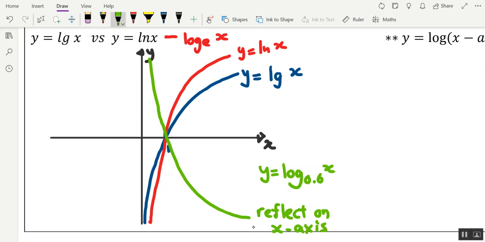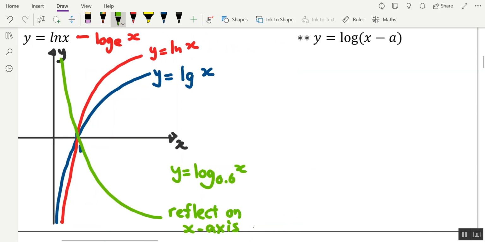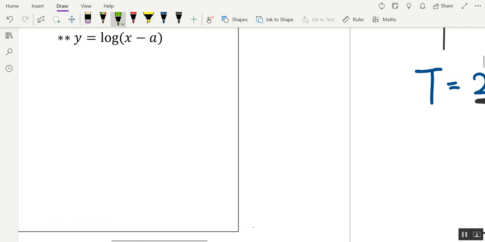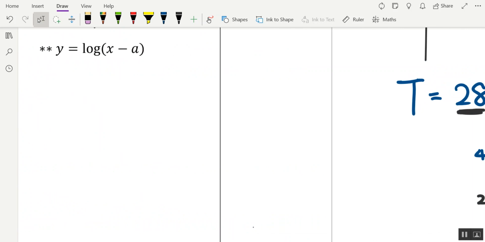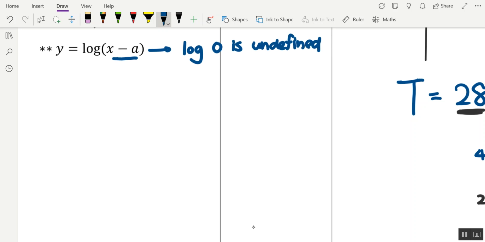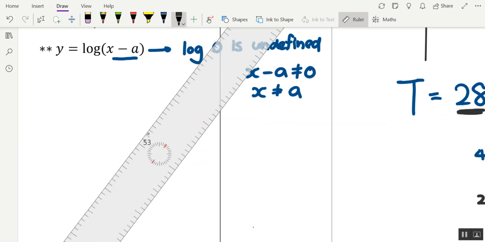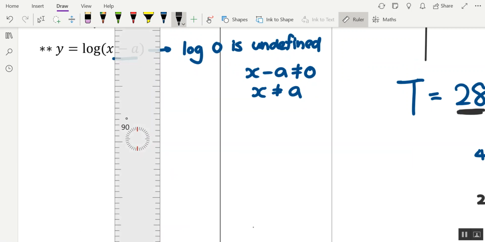Now what happens if you have a log with a bracket inside? Then there will be an asymptote because for log of x minus a, you cannot log 0. Log 0 is undefined, that means there is no log 0. So first we have to say that x minus a cannot be equal to 0, and hence x cannot be equal to a. So whatever x cannot be equal to in the graph, that's where the asymptote comes in. So x equals a is an asymptote.